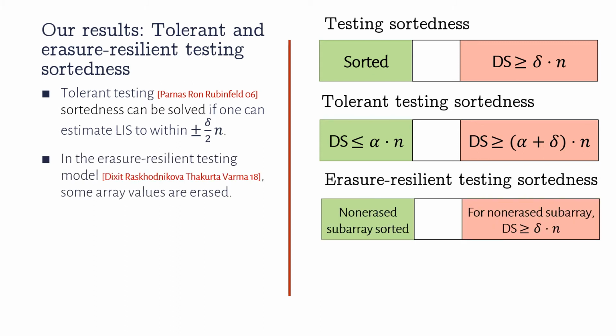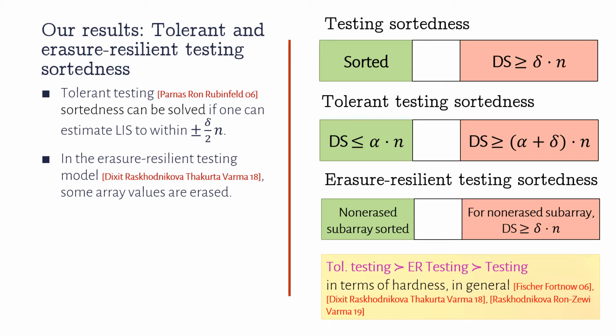The erasure resilient testing model, introduced by Dixit et al., is a model that falls somewhere in between testing and tolerant testing. For the property of sortedness, this testing question asks us to distinguish between the cases, given an input array where some of the array values are erased, that the non-erased part of the array is sorted from the case that the non-erased part of the array has distance at least delta n from sorted, for a parameter delta.